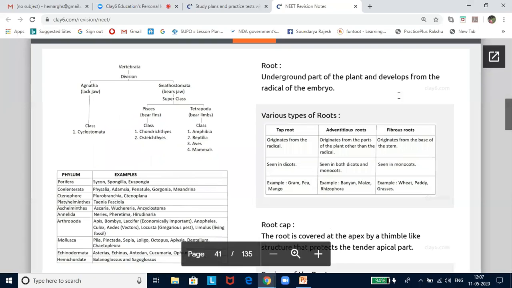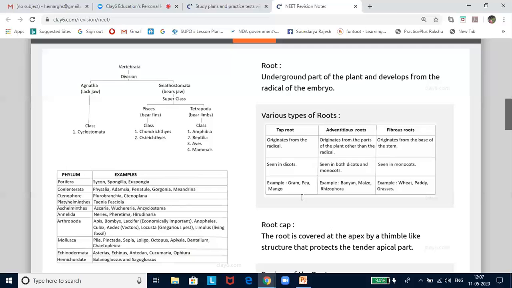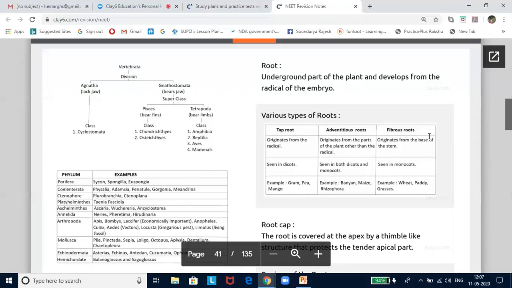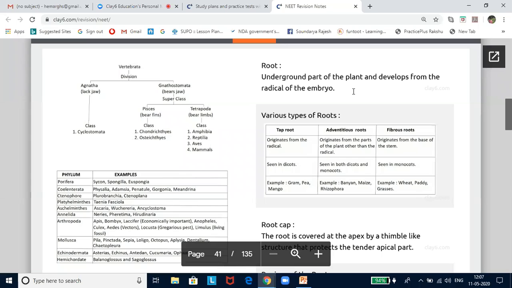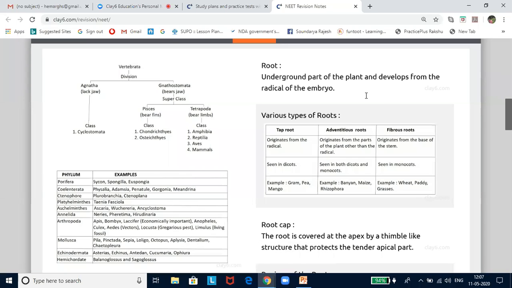Now, whatever I'm going to tell you, all the details you will find in this table. What are the different kinds of roots? Where is it seen? And what are the examples? Now, let me begin with root. The underground part of the plant is the root, and it develops from the radicle of the embryo. And since the taproot is a direct elongation of the radicle, it goes deeper into the soil. So taproots are also called deep feeders.